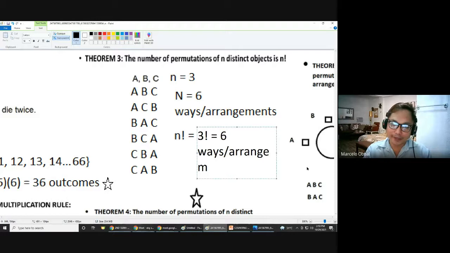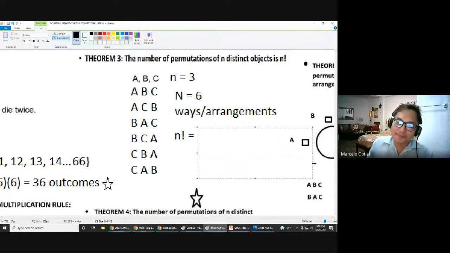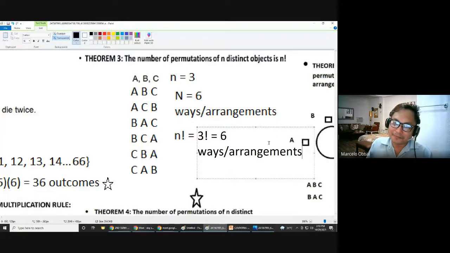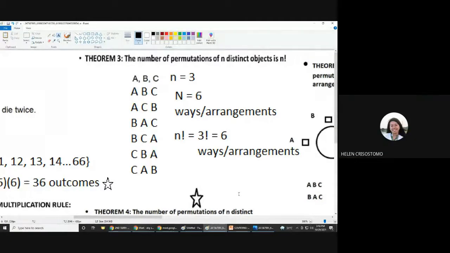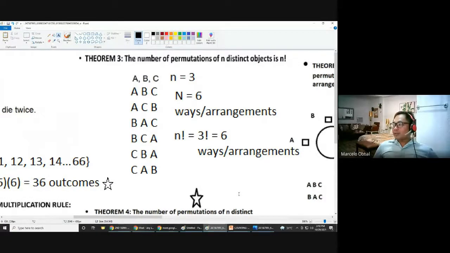What is 0 factorial? Helen. Ma-verify ko kung may calculator ka. What is 0 factorial? 1, sir. Okay, very good. May calculator ka talaga, Helen. Kasi you answered it correctly. 0 factorial is equal to 1.